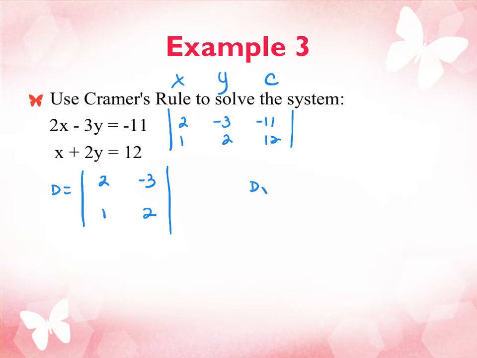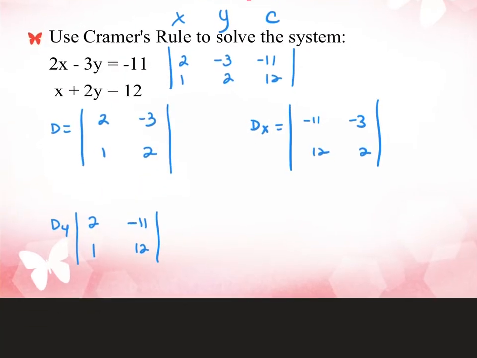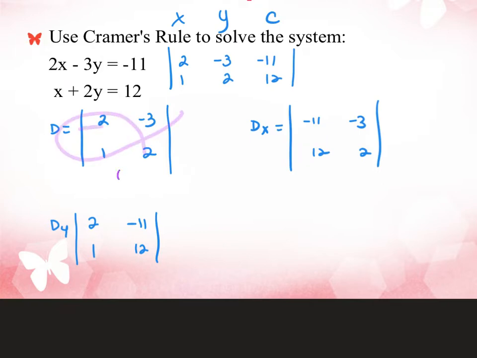When I do d sub x, I want to take out the x's from that matrix and put the constants in their place. So -11, 12, -3, 2. And then I want to find d sub y. To do that, I take the original one and switch the y's out for the constants. Now I'm going to do my little Jesus fish for all three of these. So this would be 2 times 2 minus 1 times -3, 4 minus a -3, which is 7.